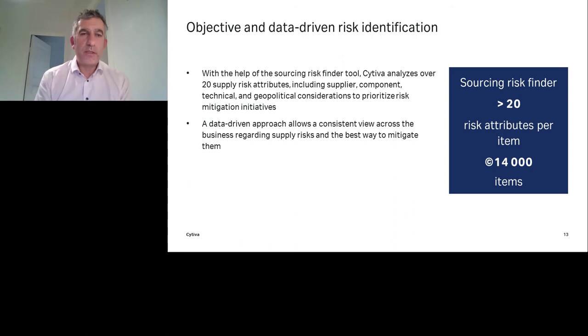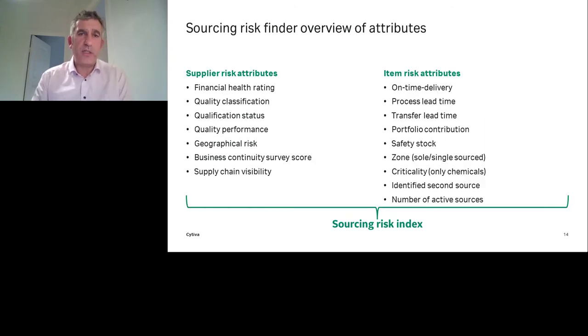So this tool has been developed in-house over the last 5 or 6 years. It analyzes over 20 supply risk attributes, and I'll take you through what some of those are in a little while. But most of the components that we source are in this tool. And the reason is that we just think that taking a data-driven approach to understanding what the highest supply risks are and how we should best mitigate them is a worthy objective. So the Sourcing Risk Finder, as I said, uses more than 20 risk-based attributes, and here are some of them.